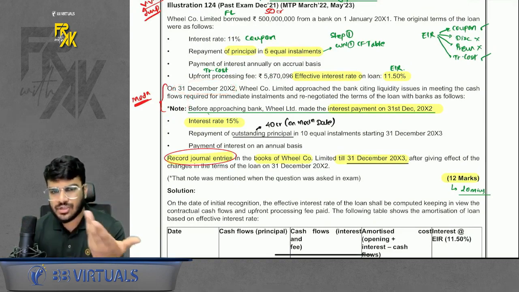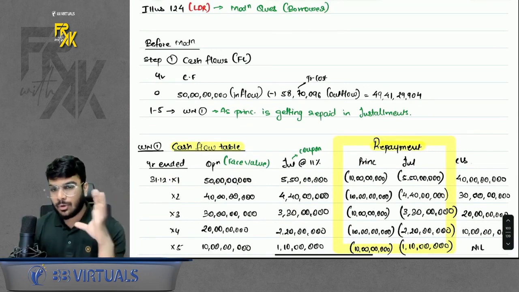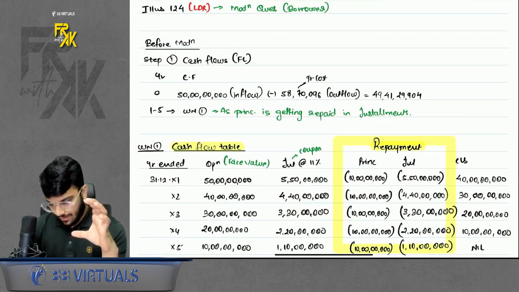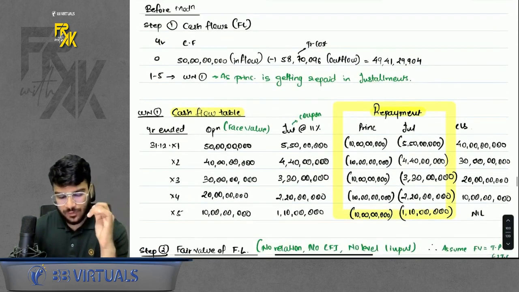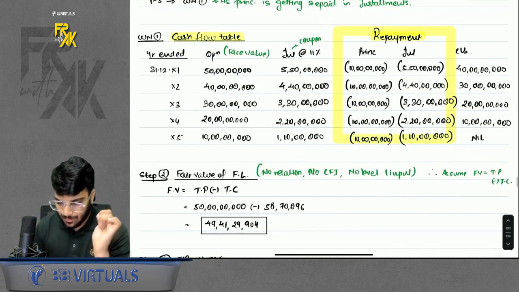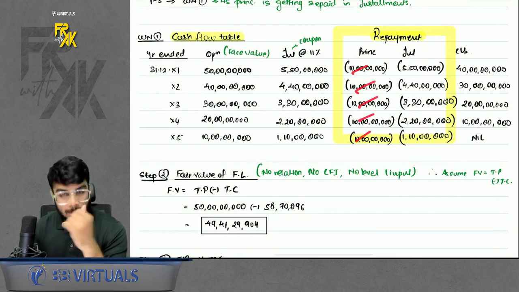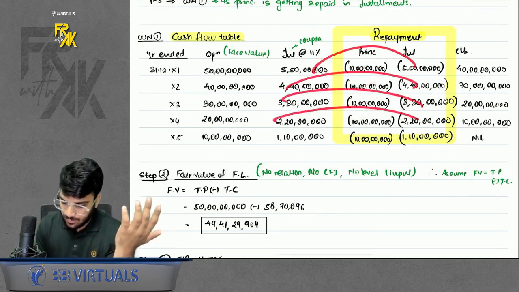Let's talk about the modification later on. First, how to do it. As I said, divide the question into 2 parts. One is before modification, one is after modification, right? How do we do the before modification part? So first step is going to be cash flows. Because even principal is getting repaid, you will have to prepare a cash flow table. So I prepared the cash flow table. I repaid the principal in 5 equal installments, and for interest, I took whatever accrued was there.